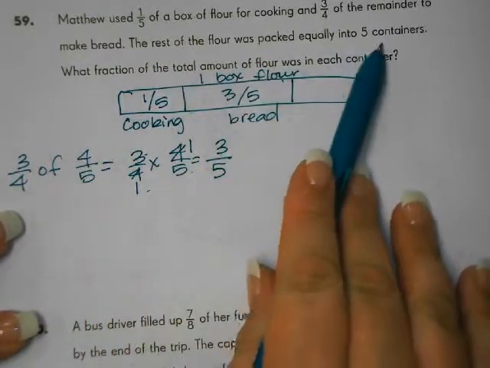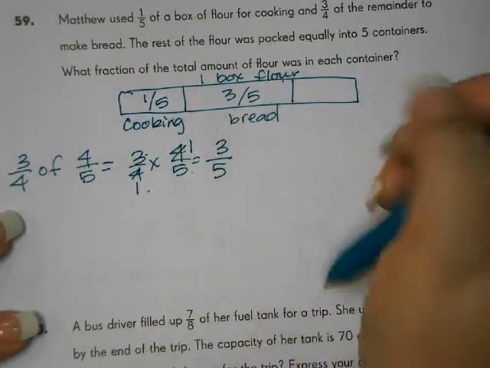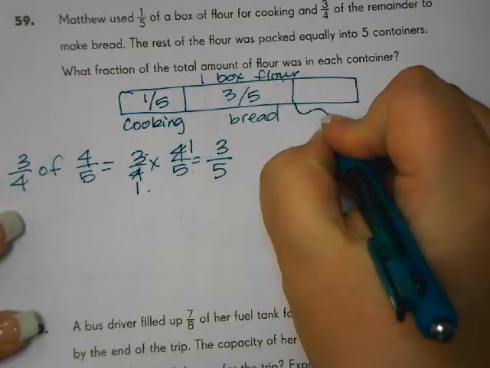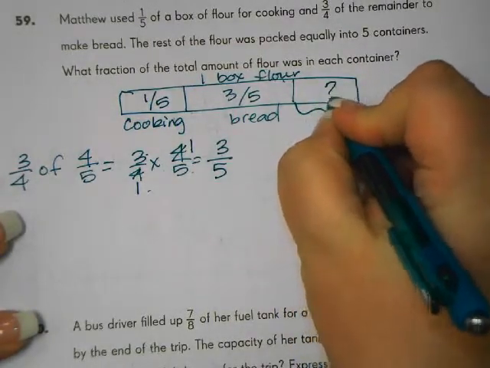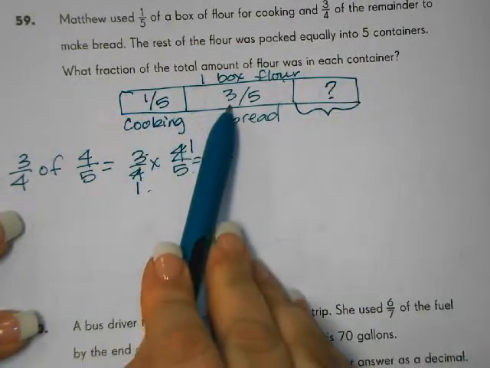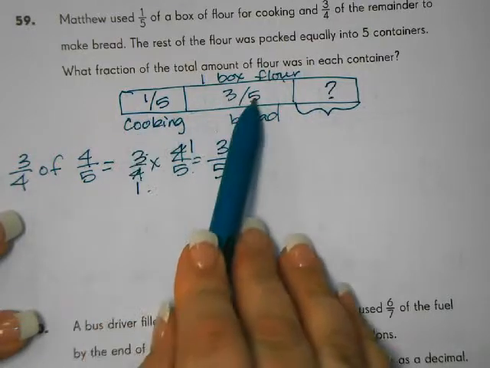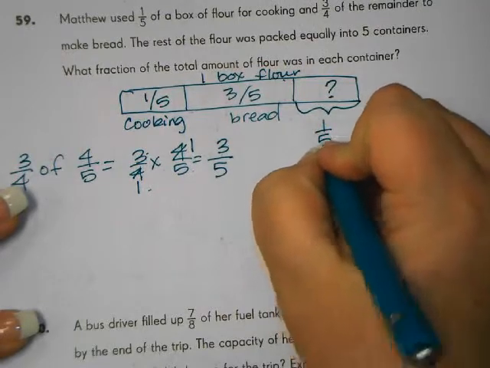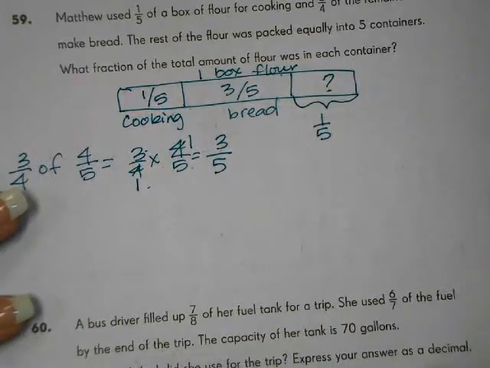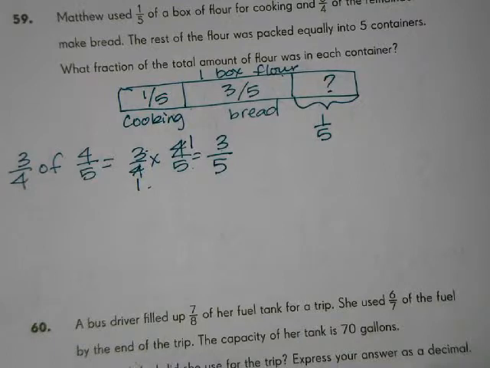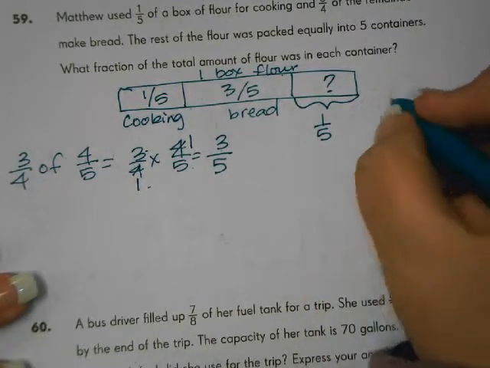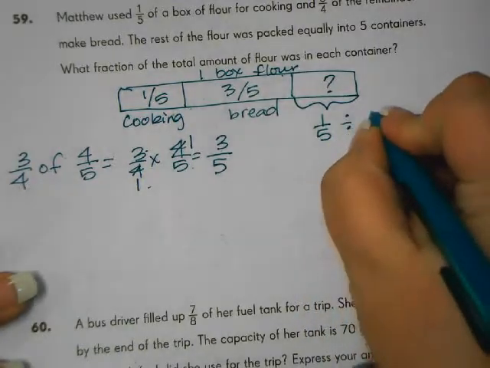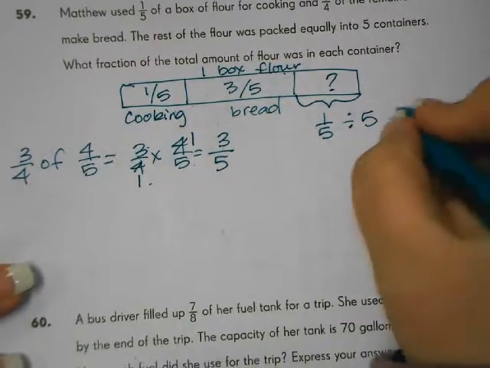And the rest of the flour was packed equally into 5 containers. Well, how much is left? If I've used 1/5 plus 3/5, I've used up 4/5. So that means I only have 1/5 left. Okay, the rest of the flour was packed equally into 5 containers. So I want to take that 1/5 and divide it by 5.